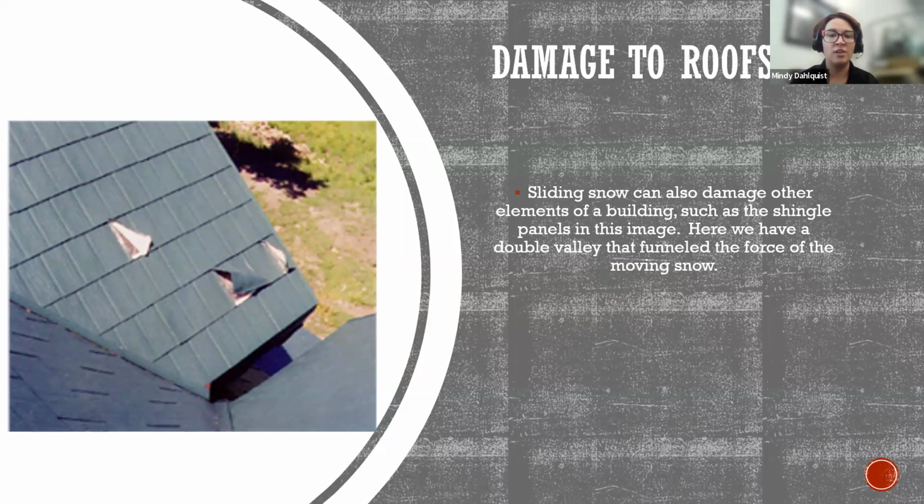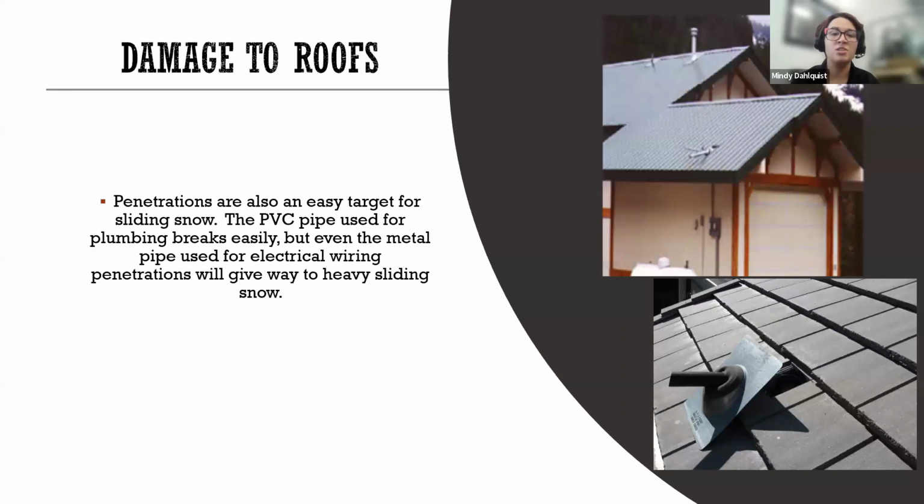So when you're funneling those forces into smaller areas, you have different heights of that snow that's actually sliding down, and when that occurs, it can cause its own damage right there. Penetrations, as we know, are a very easy target to sliding snow and ice. PVC pipe that's used for the plumbing oftentimes is actually sheared right off, but metal conduit that's used for electrical wiring penetrations can also give way to heavy sliding snow and ice.